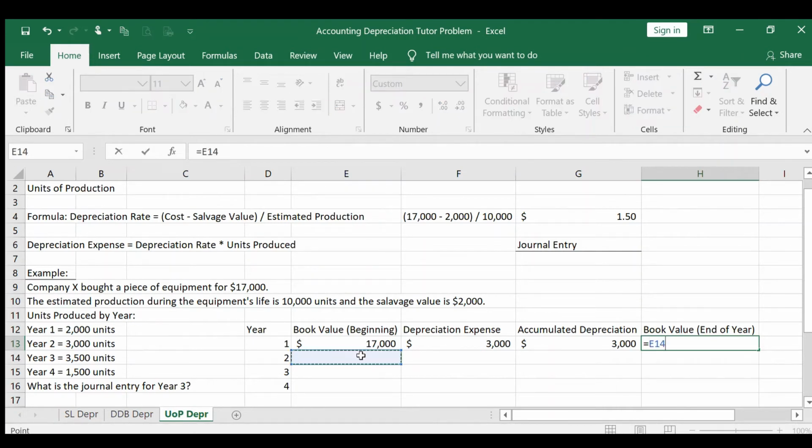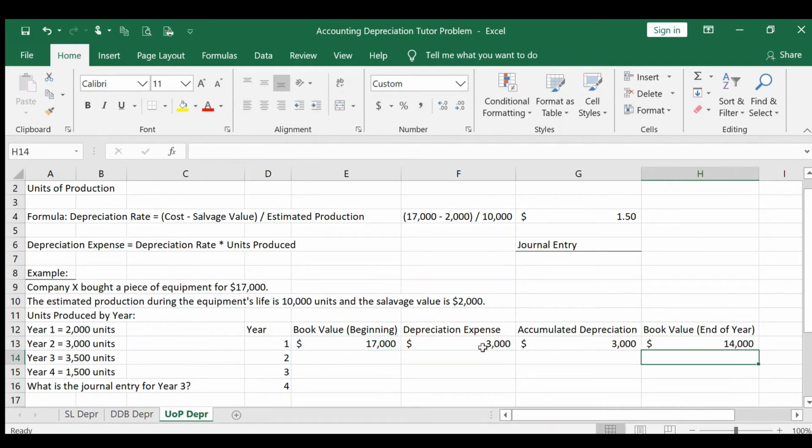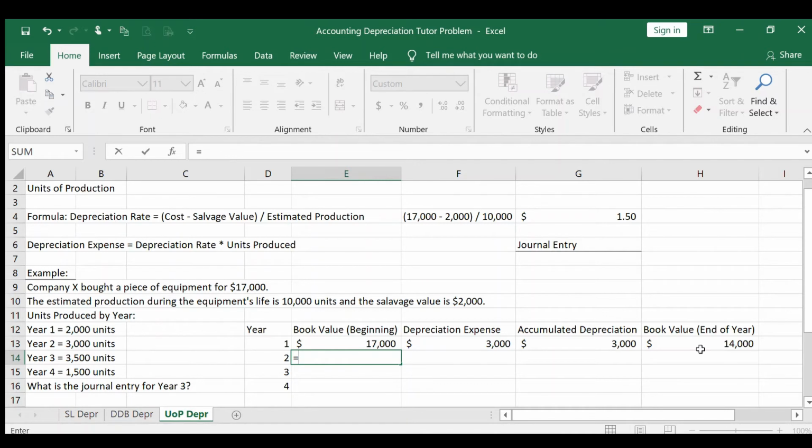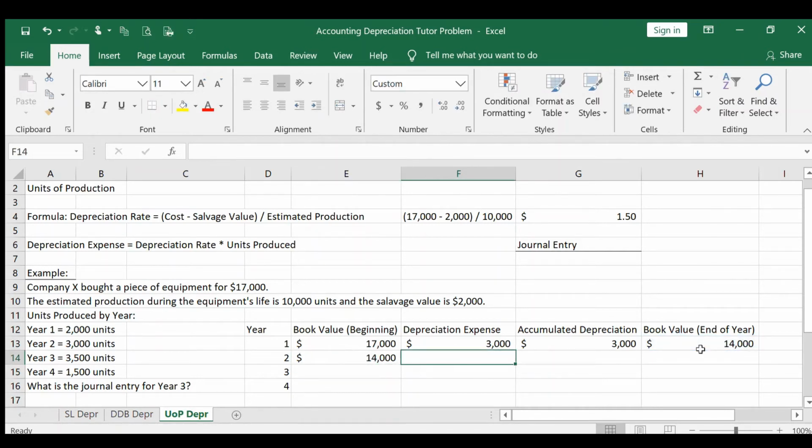We don't have any other depreciation expenses. And our book value, as always, is our beginning book value minus our depreciation expense for that year. So that brings us to 14,000. So our year 2 beginning book value will be 14,000, since it was the ending of year 1.